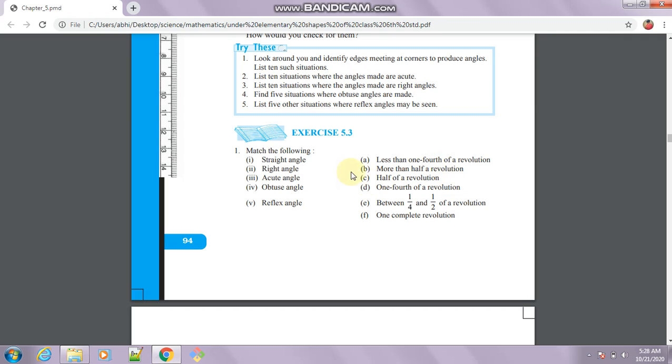More than half a revolution, 1/4 of a revolution. It is between 1 and 1.5 revolution. Reflex angle, it is more than half a revolution. This will be the answer for this.